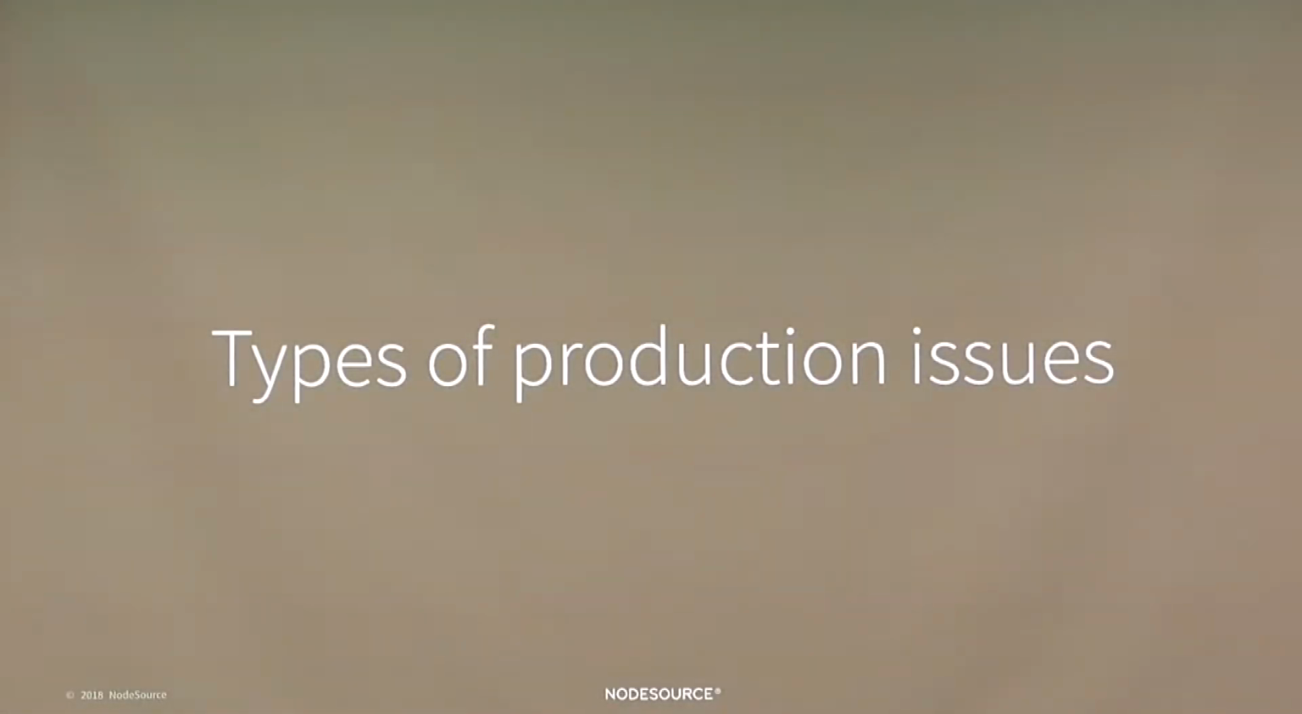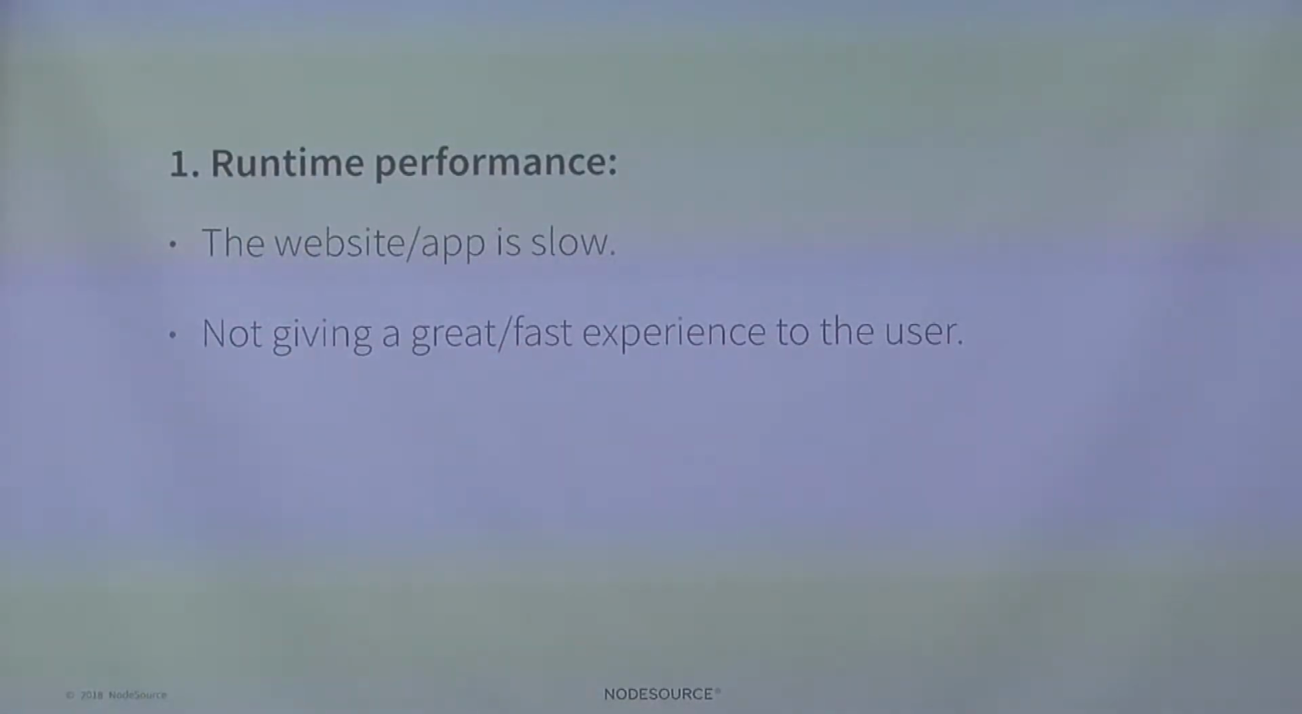But this is not the only issue that you can get in a production system. We are just going to focus on memory leaks, but I'm going to mention the other two so you don't mix or confuse them. Runtime performance is pretty interesting, because what this really means for a customer is that the website is slow, or the response is not as fast as it should be.